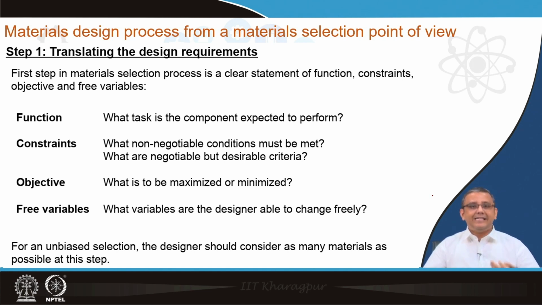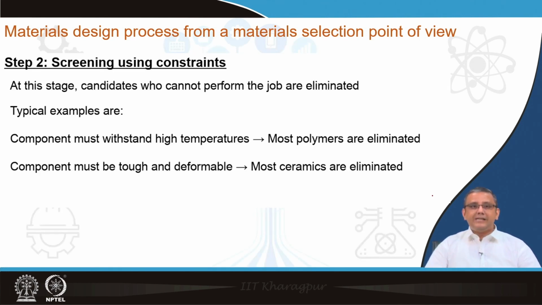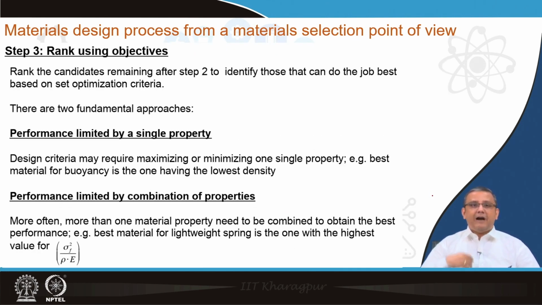After that, the next step is the objective. Objective actually tells you what is to be maximized or minimized. This maximization or minimization can be on one single property or on a combination of different properties. Two examples are being shown over here, starting with performance limited by a single property.